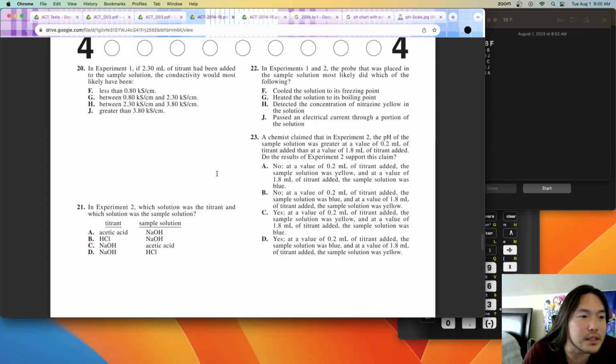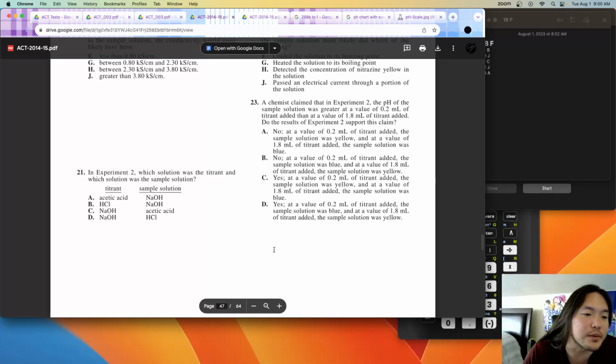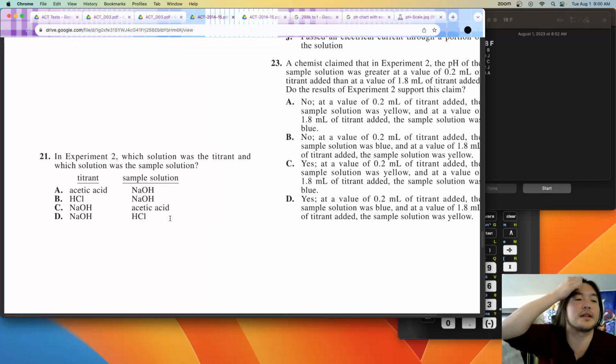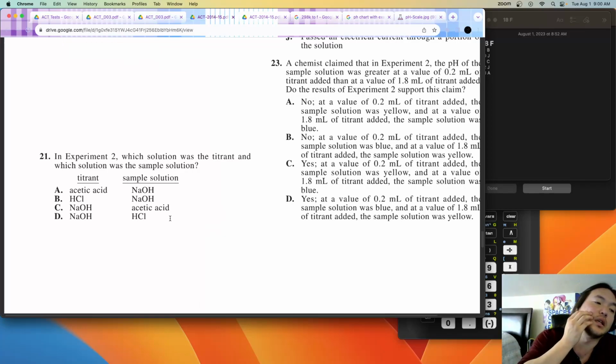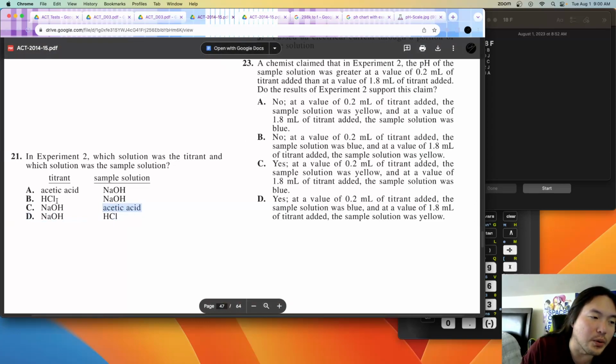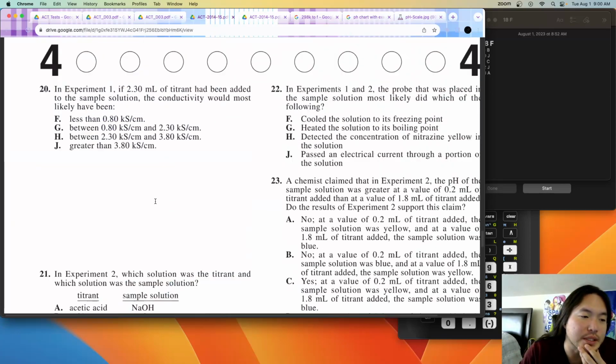Yeah, pretty straightforward, right? Look at the charts. Read what they tell you. Okay, 20. Let's talk about 21. I got it correct, but I kind of metagamed the test, right? So the sample solution was, I guess maybe this is how they want you to solve it, I don't think they told us what the titrant was. They just told us that the sample solution was acetic acid.